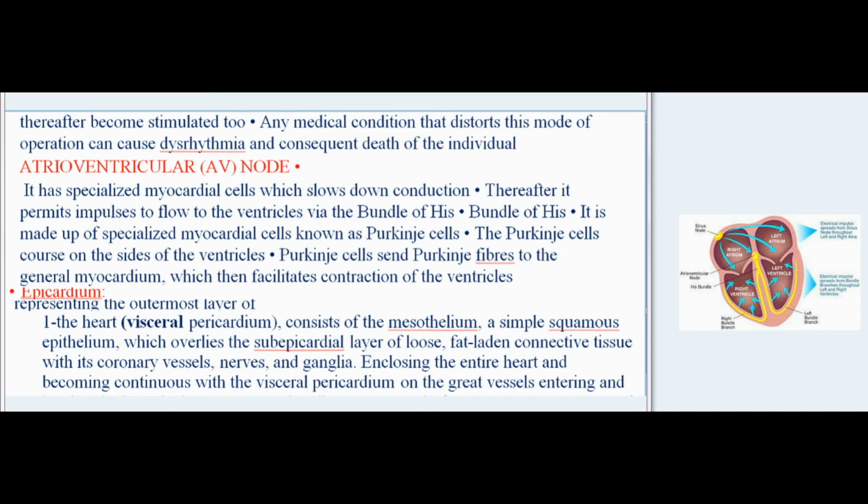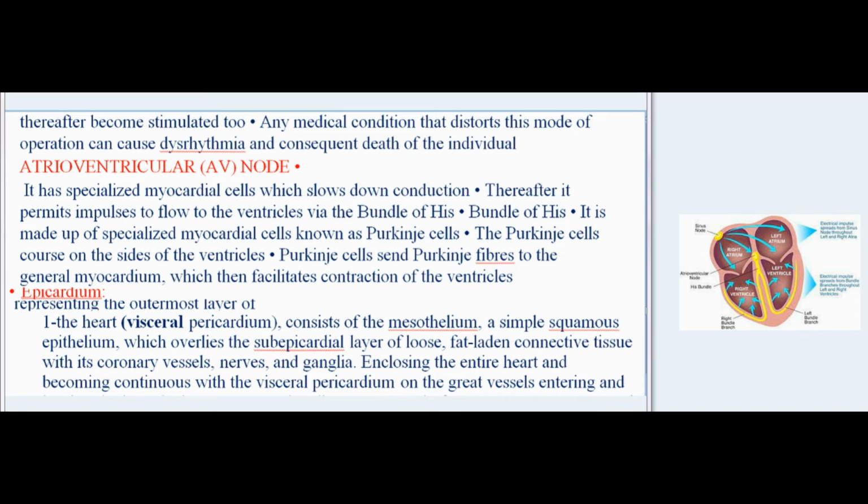It is made up of specialized myocardial cells known as Purkinje cells. The Purkinje cells course on the sides of the ventricles. Purkinje cells send Purkinje fibers to the general myocardium, which then facilitates contraction of the ventricles.